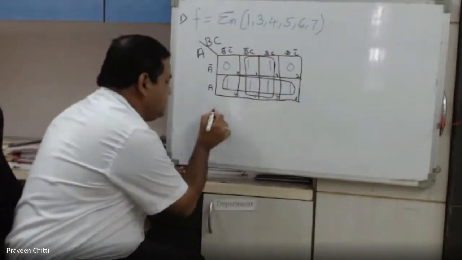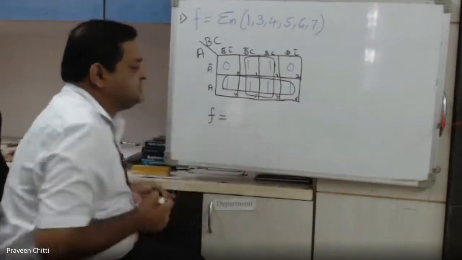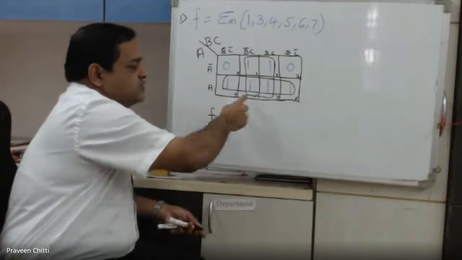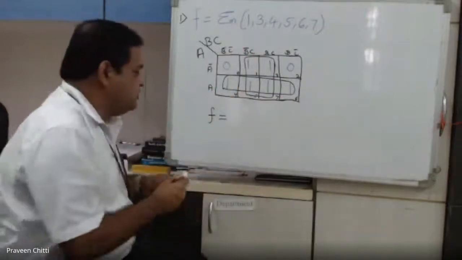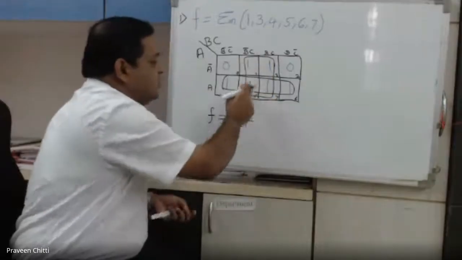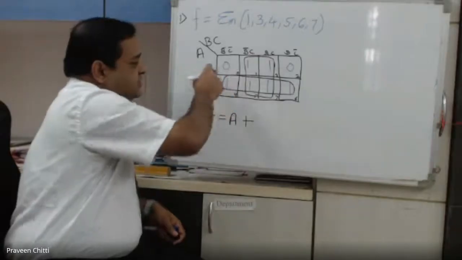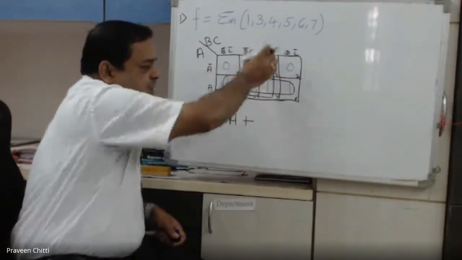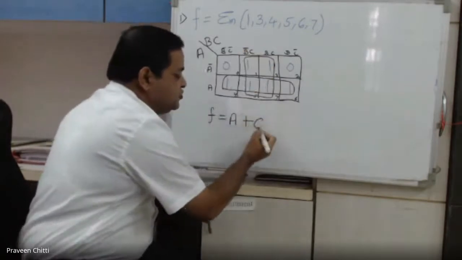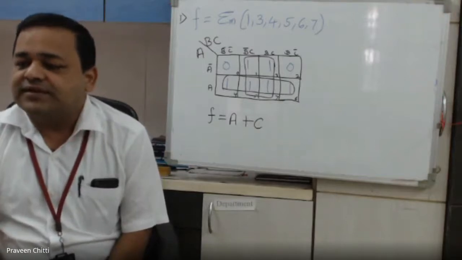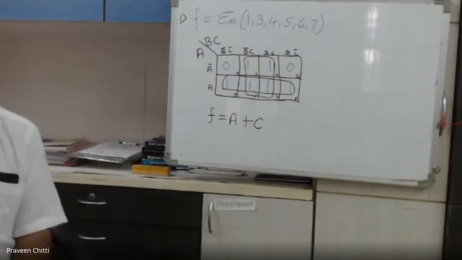And then finally I can write the simplified expression. What is the simplified expression now? This group, if you take, corresponds to what? A. All are covering, which means all will go. So you should write this as A. Plus C. What is this? This is covering these 2. So what is common between these 2? C. So you should write C.